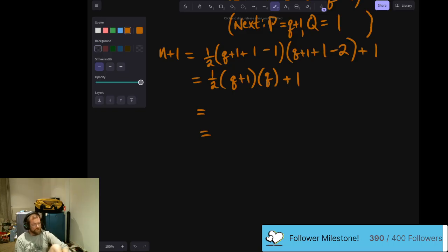So is the original one just n? Because that is the... That's the sum of the first n integers. Or sum of the first q integers.